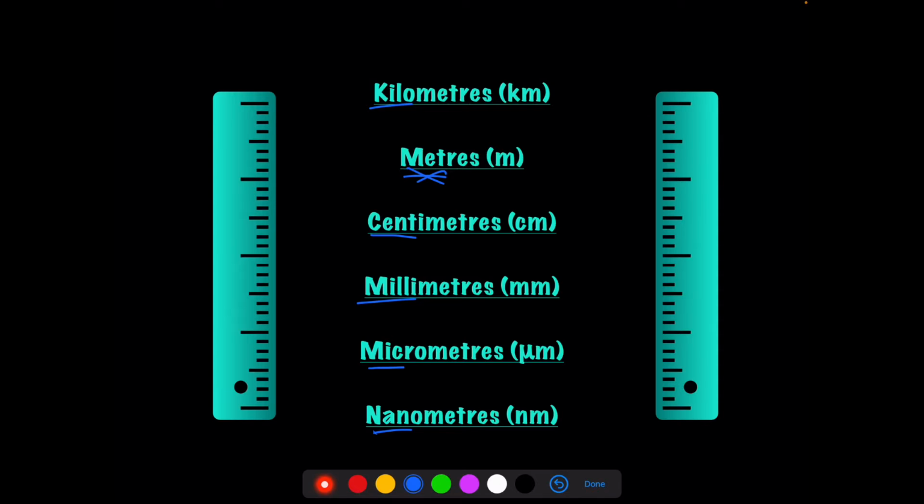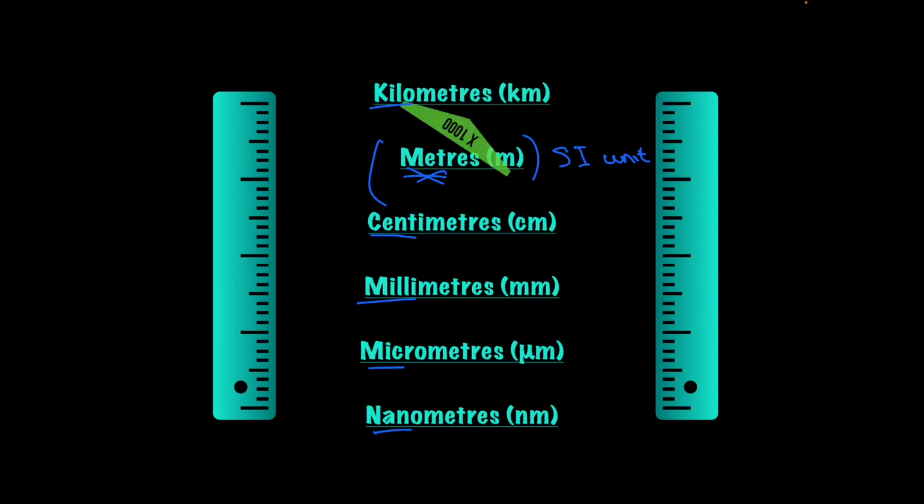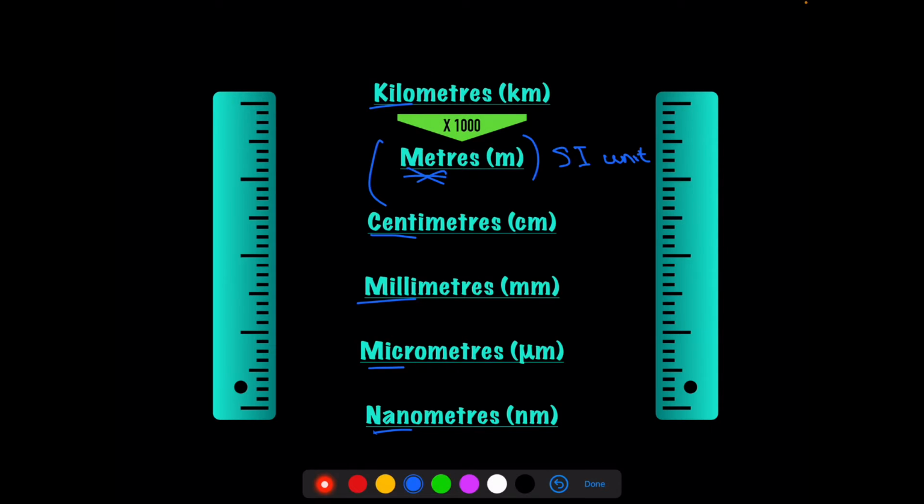So we have a meter, which is the normal SI unit, right? It's the standard unit. And how do you get from kilometers to meters? You would multiply by 1,000. And what does that mean? If you multiply by 1,000 to get from kilometers to meters, that means that in a kilometer you have 1,000 meters, right? This is common knowledge.